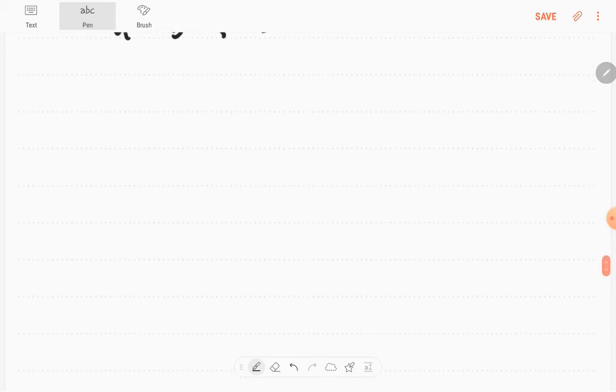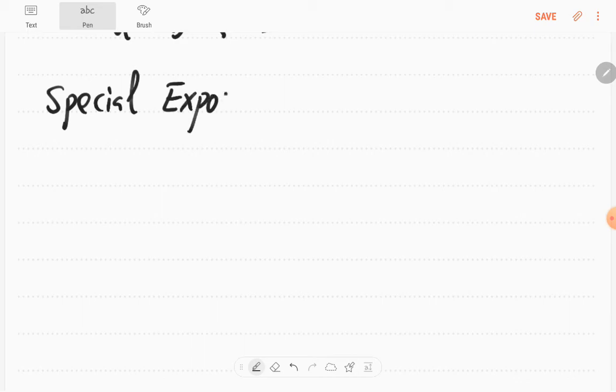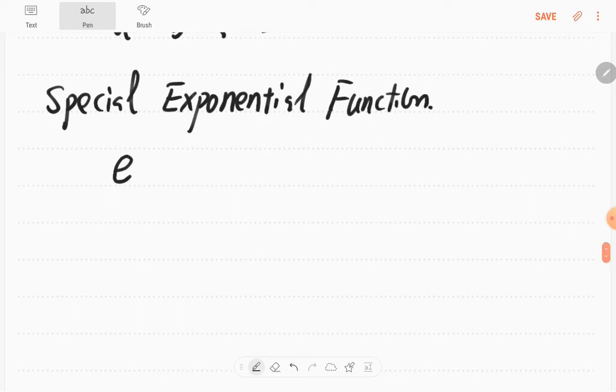So here I want to introduce what is called the base e. So there is a special exponential function. So we introduce a letter e. Okay, the letter e is about 2.7. Of course you have more decimals, but here I just say it's about 2.7.